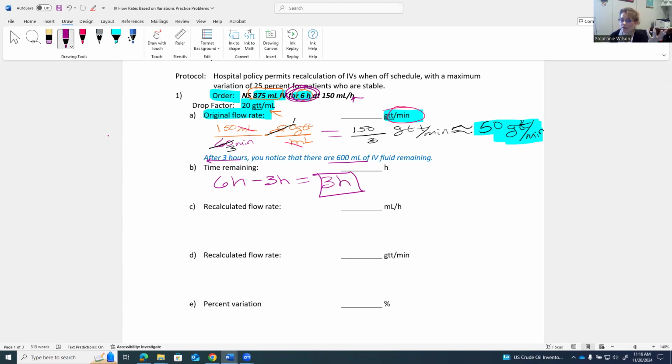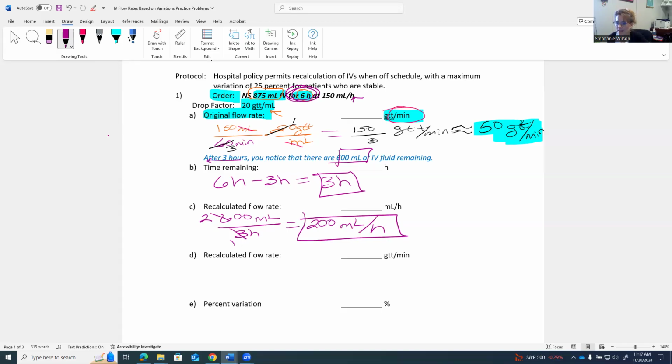So now we're going to recalculate the flow rate. So we're going to take our remaining volume and divide it by the 3 hours that's left. So our remaining volume divided by the remaining time. And we're going to divide that. And that's what's going to give me 200 milliliters per hour. Because all I did was just reduce. 3 goes in 6 2 times and leaves me with those zeros. Okay, so now I got 200 milliliters per hour.